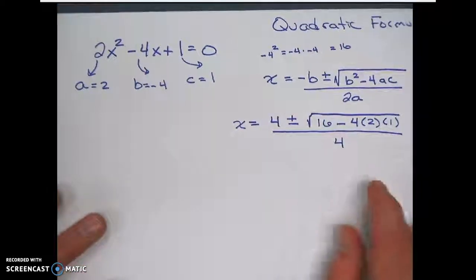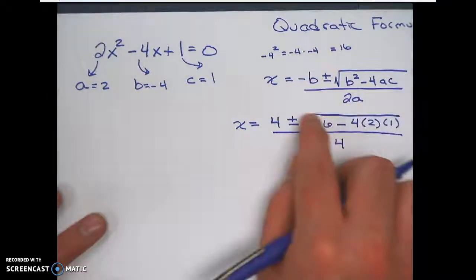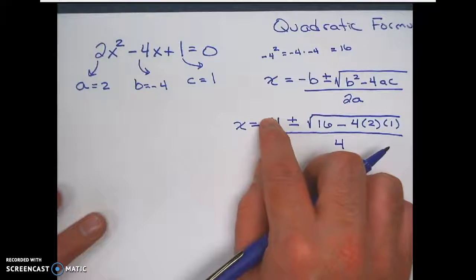So are you guys all right with that? Like, all I did is I replaced that negative b with 4. Why did I do that? Because it was the opposite of b.